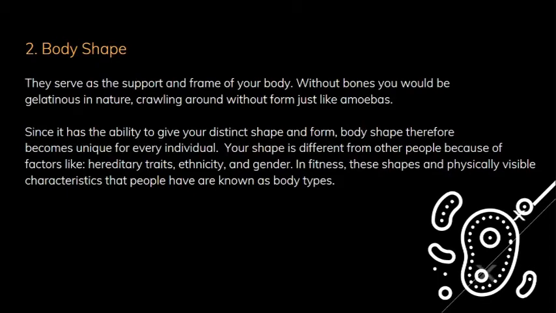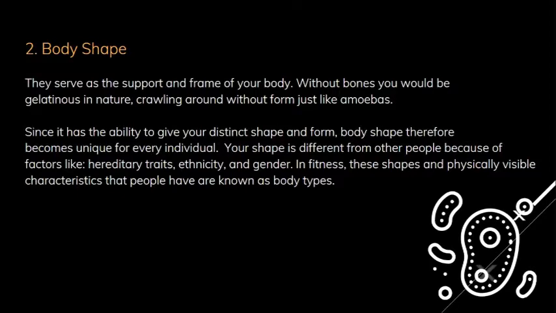Your shape is different from other people because of factors like hereditary traits, ethnicity, and gender. In fitness, these shapes and physically visible characteristics that people have are known as body type. So yun yung mga factor like hereditary traits na namamana natin sa magulang natin. If you notice kung puro matatangkad yung parents natin and family natin, malaki yung chance na ganun din tayo kasi ganun yung bone structure nila. No, pwedeng mamana natin yun kaya mas longer din yung bone natin, no? Thinner yung bone natin, yung mga ganun. So factor din yung ethnicity, pinanggalingan natin, and yung gender.